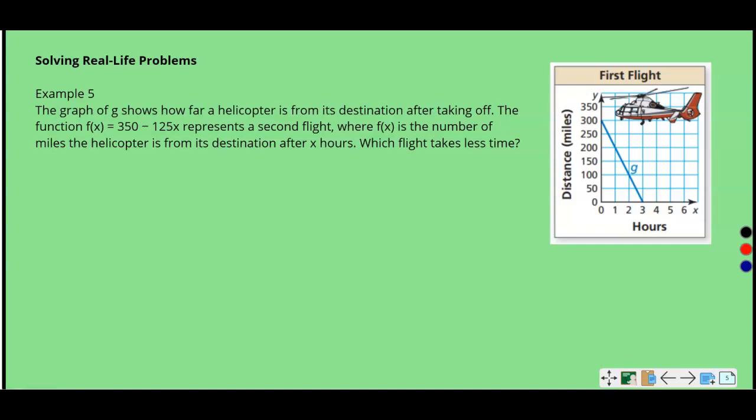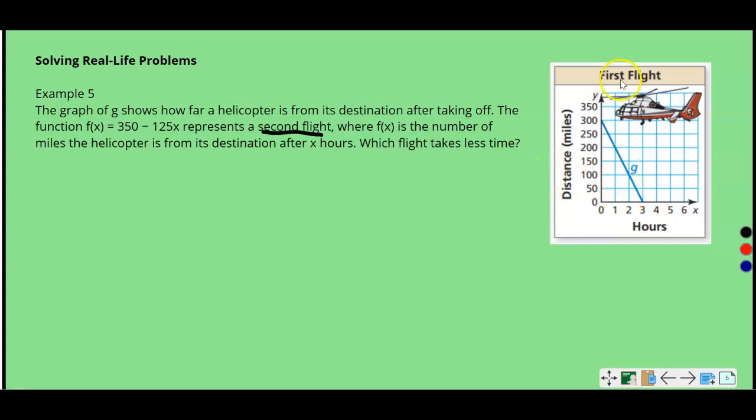All right, example 5 says the graph of G shows how far a helicopter is from its destination after taking off. The function f of x equals 350 minus 125x represents a second flight. So that equation represents a second flight, where f of x is the number of miles the helicopter is from its destination after x hours. Which flight takes less time?